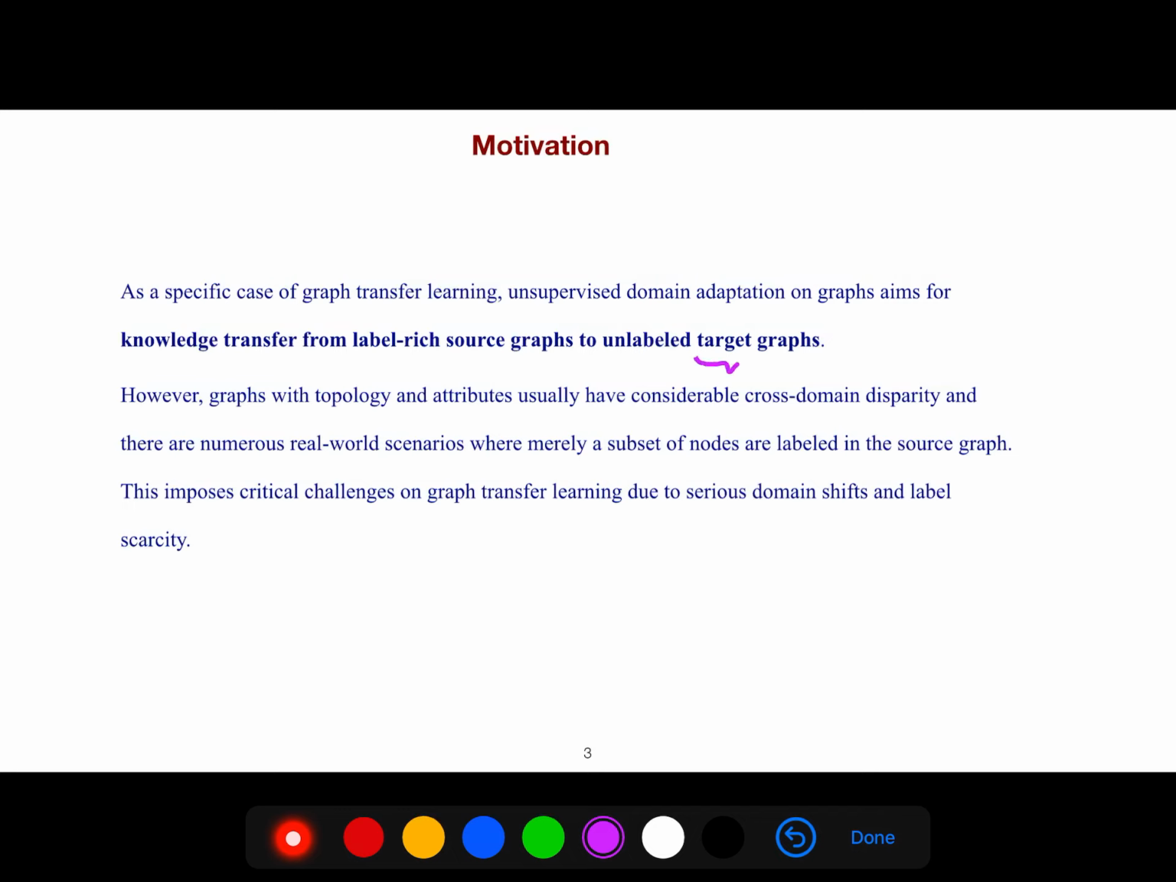Because some target graphs are unlabeled, and we want to have a good knowledge transfer. Because in the source graph, you have very good label-rich data, you have many of them. So we want to see how we can use this transfer.